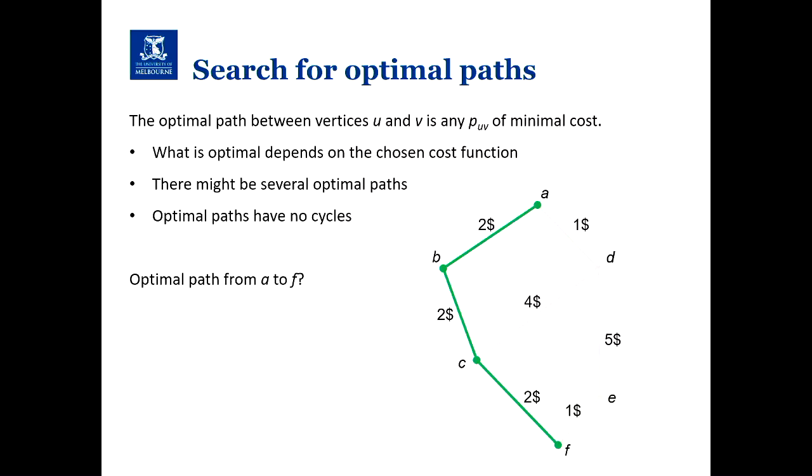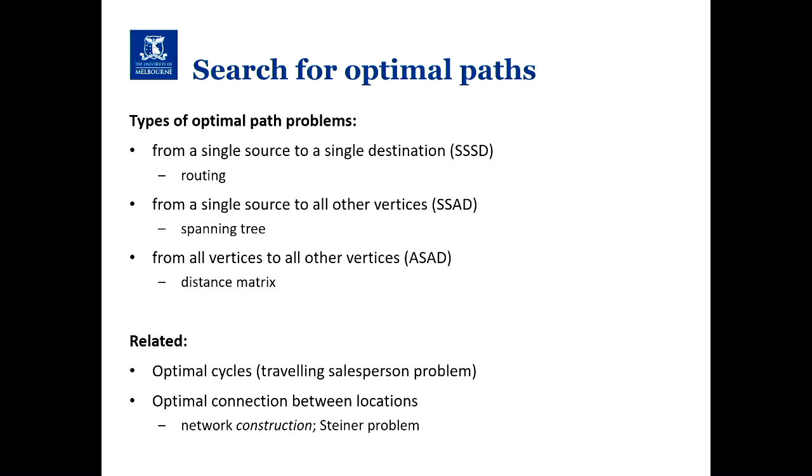We can do the calculations ourselves, but for larger networks, we need an algorithm. Before I introduce you to one typical algorithm, there are 3 different optimal path problems that we need to distinguish. The first one is routing, where we're trying to find a single route from one single source to one single destination. That's the first optimal path problem, called routing.